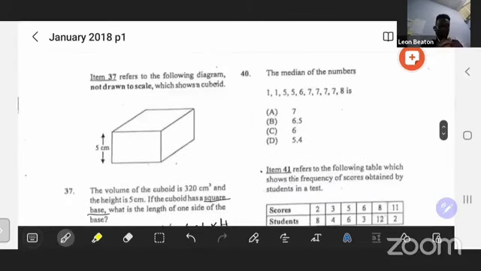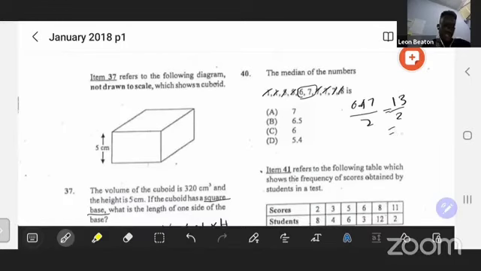Median of the numbers. When we deal with median, you have to put them in order. In this case, we can see that it's already in order. So we have to find the middle number. So we got 6 and 7. Since there are two middle numbers, we add 6 plus 7 is 13, divided by 2 will give you 6.5, which is B.